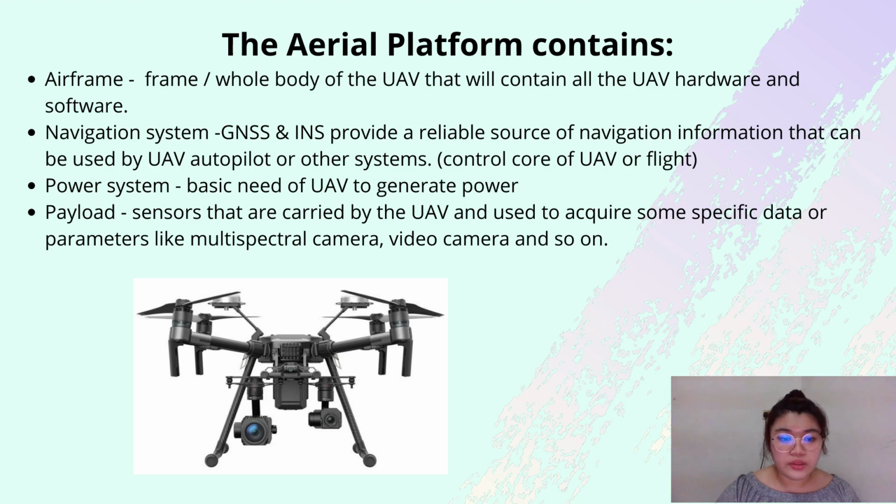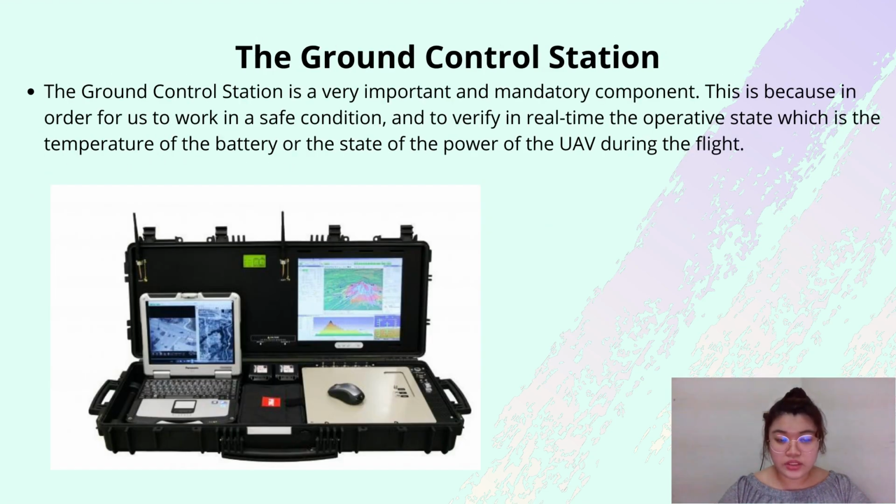It will provide a reliable source of navigation information that can be used by the UAV, autopilot, or other systems. The power system is like a battery. It's a basic need of the UAV to generate power. Payload is a sensor carried by the UAV to acquire specific data or parameters, like a multispectral camera or video camera. Ground control stations.